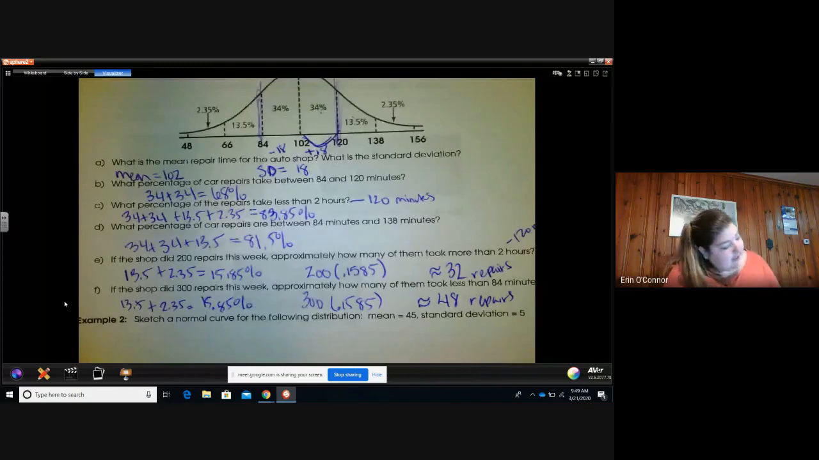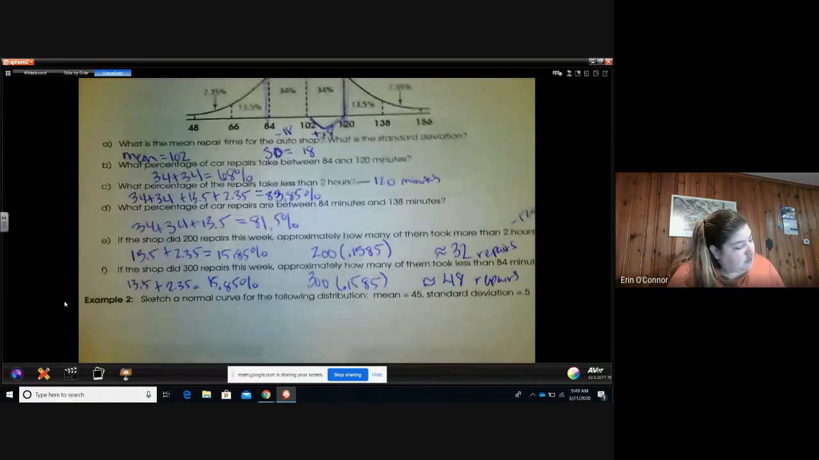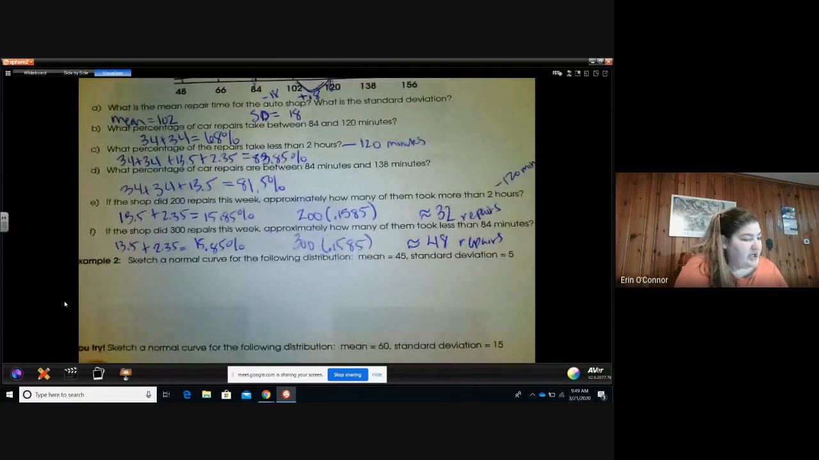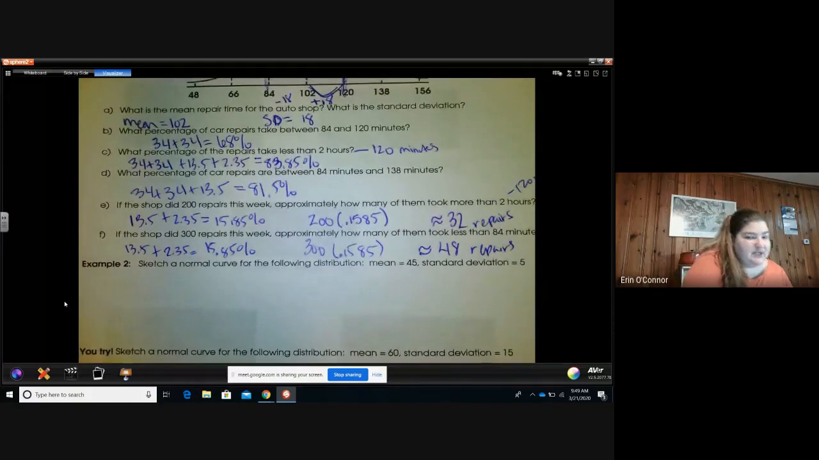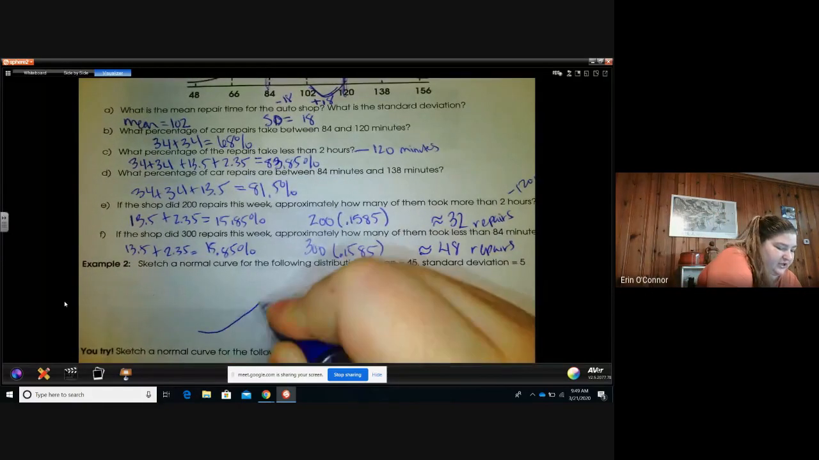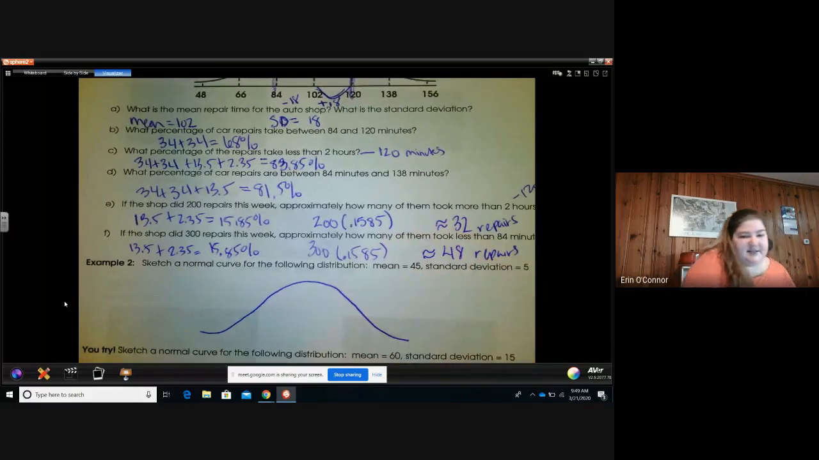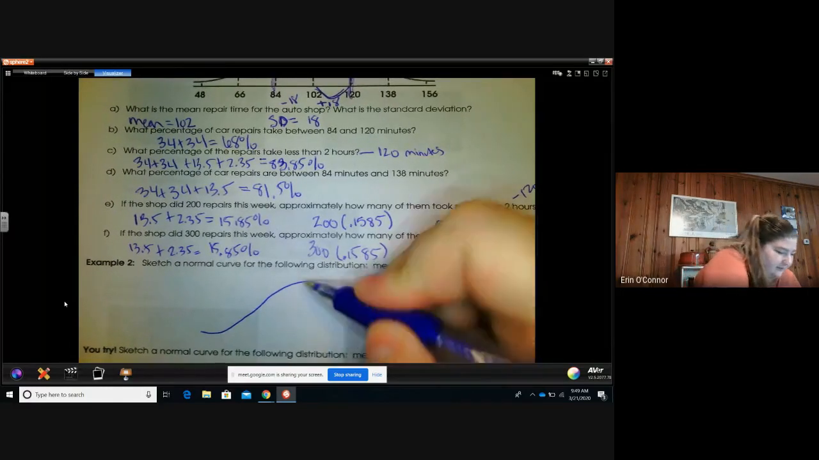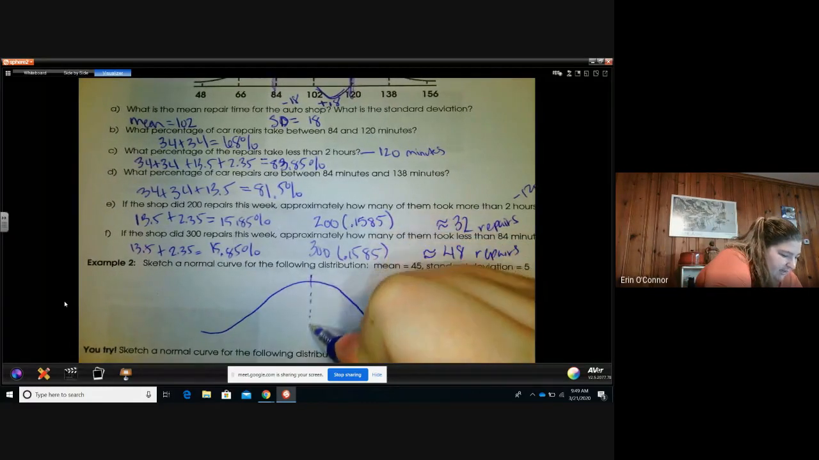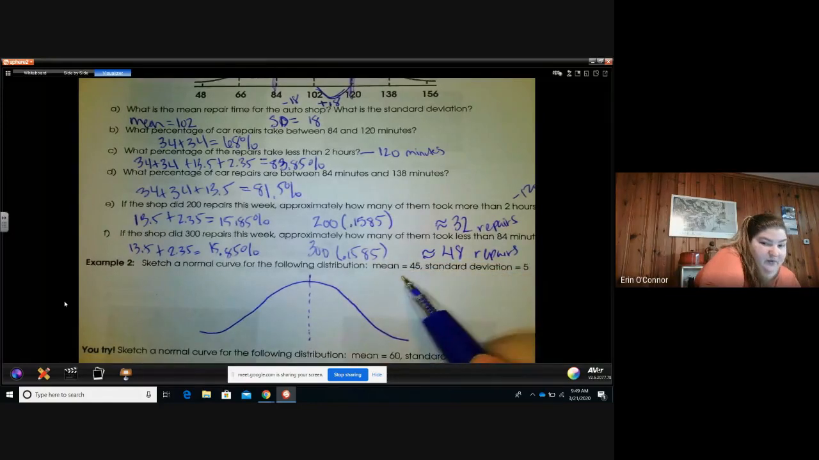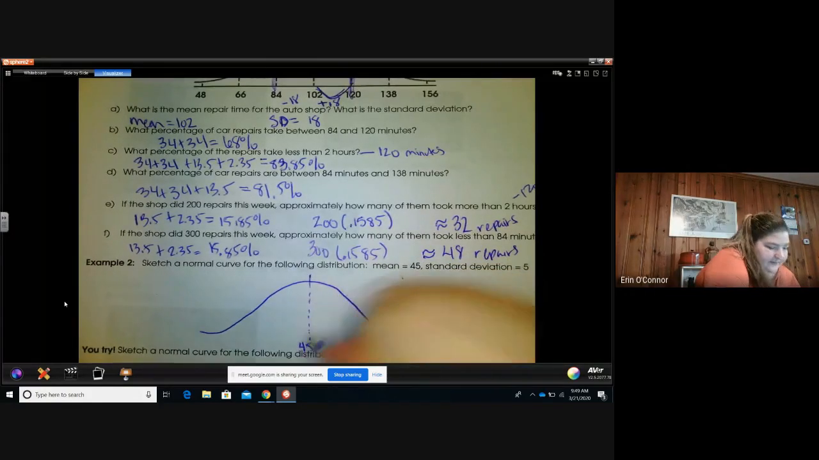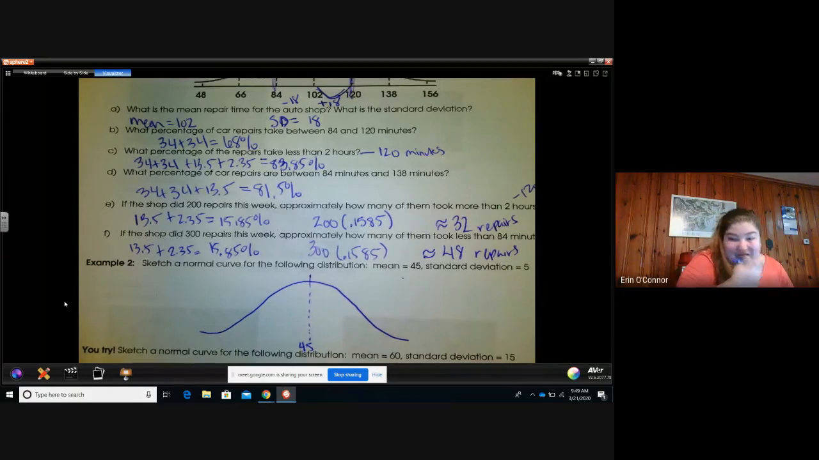Okay. Now, we're going to sketch a normal curve for the following distribution, and we're going to go within 3 standard deviations of the mean. So first, we're going to sketch our normal curve. I'm not the best at sketching, so you don't have to be either. The middle is your mean. So my mean is 45. We're going to put 45 right here. And then a standard deviation of 5.